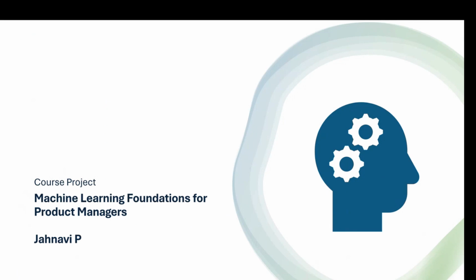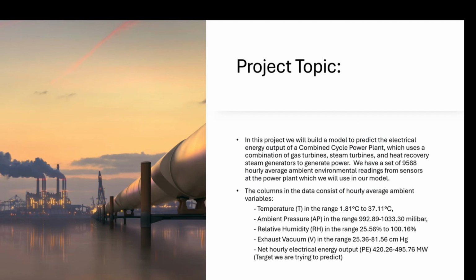The first project topic that we got was to build a model to predict the electrical energy output of a combined cycle power plant, which is a power plant using multiple combinations of gas turbines, steam turbines, and heat recovery. Our goal was to predict the electrical output energy, and we were given a data set of around 9568 observations from the power plant itself.